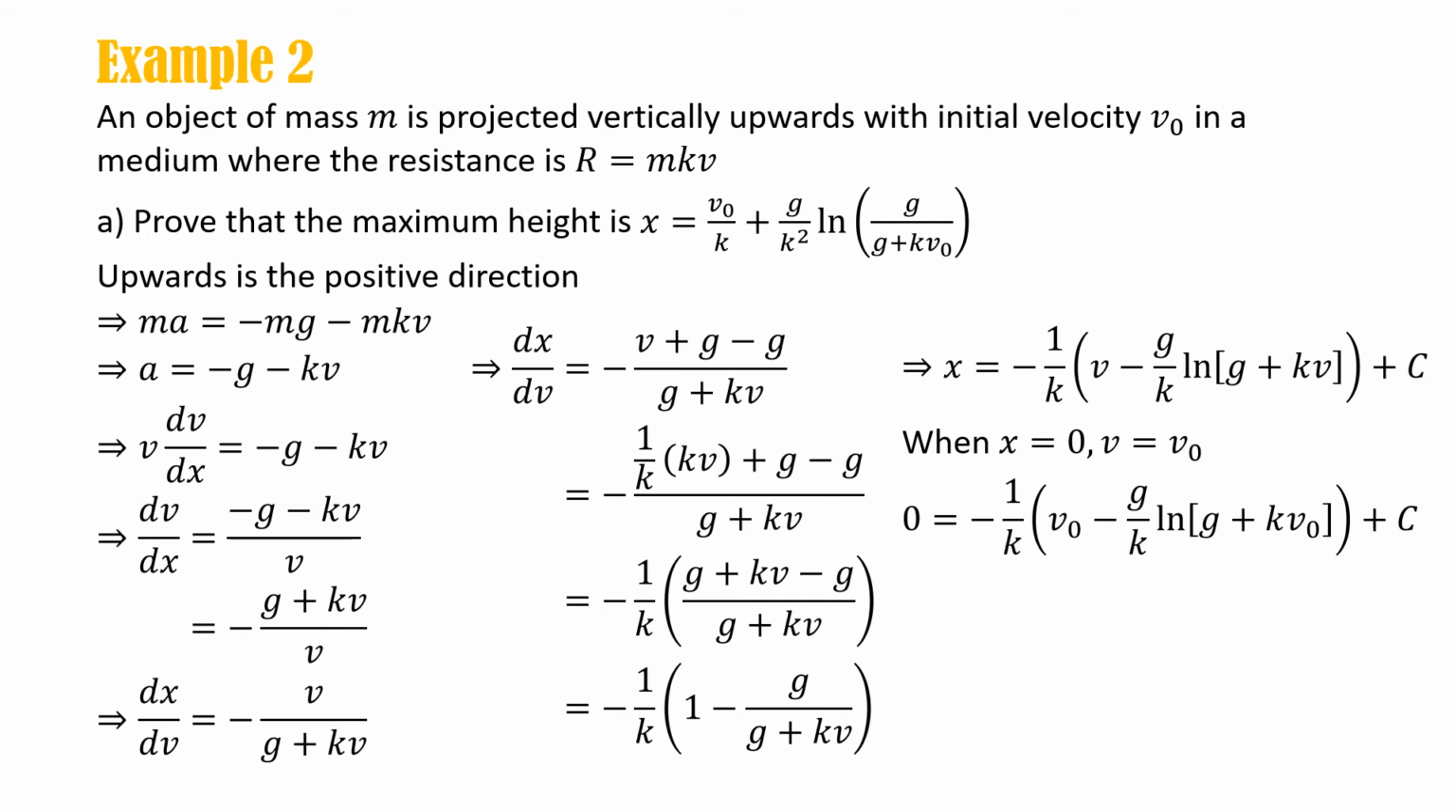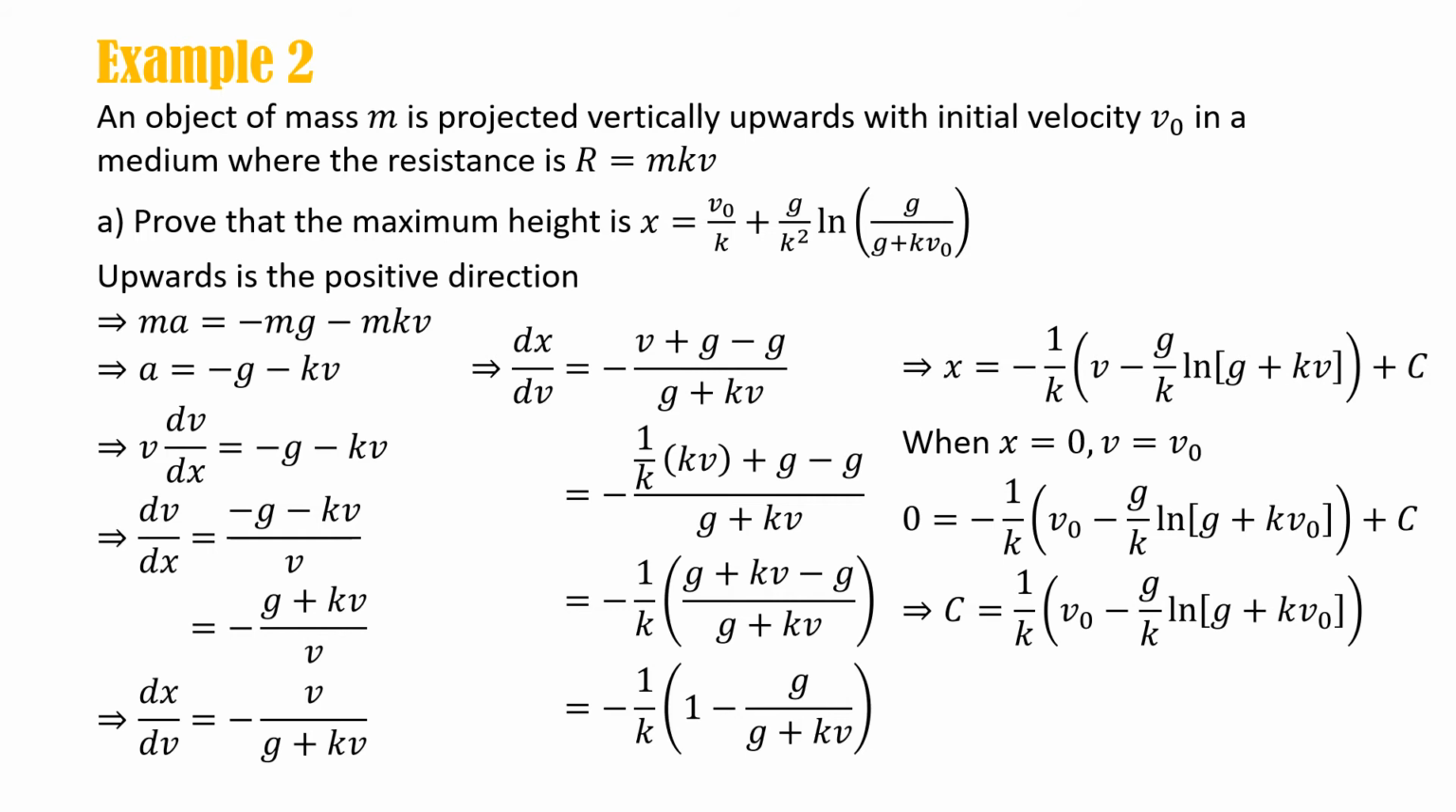So then zero is going to be equal to negative 1 on k lots of v0 minus g on k times the natural log of g plus kv0, plus my constant of integration. So if all of that has to equal zero, well, my constant of integration must be everything that's in the first half there, but this time it's going to be positive so that they cancel each other out: 1 on k lots of v0 minus g on k times the natural log of g plus kv0, right? So that's my C.